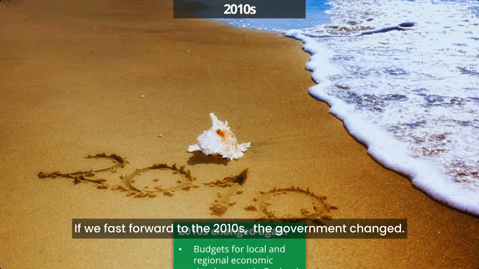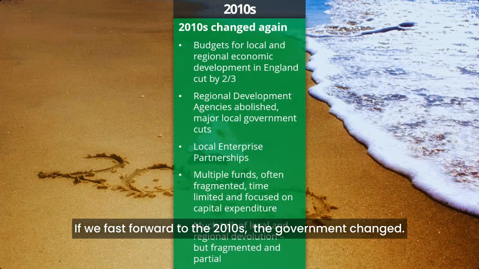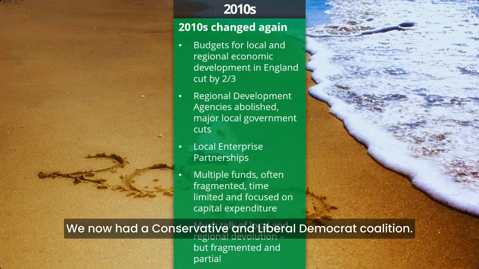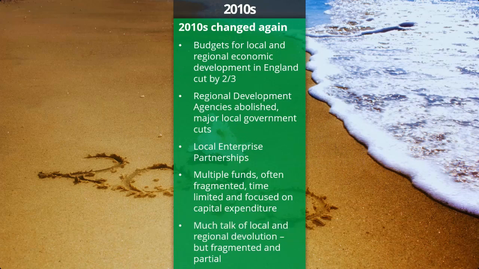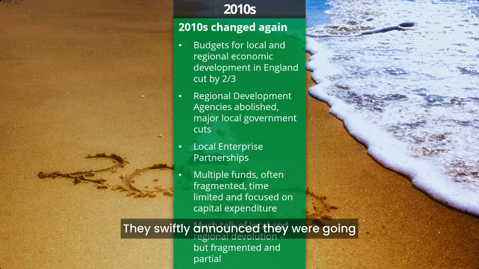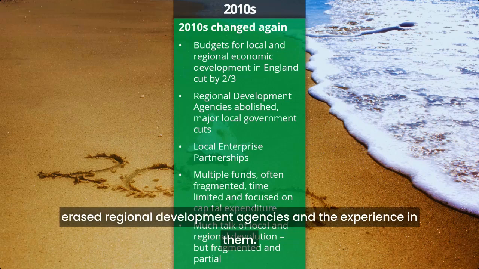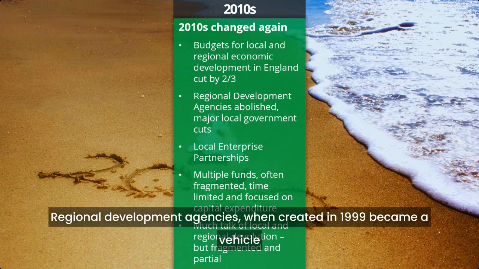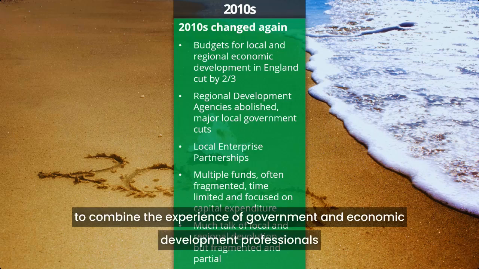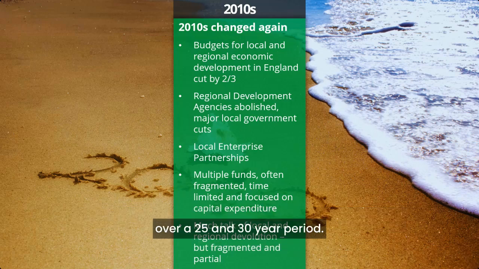We fast forward to the 2010s. The government changed in 2010. It was a Conservative and Liberal Democrat coalition. They swiftly announced they were going to abolish regional development agencies. I think the difficulty was they had no idea what to replace them with, and they just simply erased regional development agencies and the experience in them. And regional development agencies had actually become a vehicle to combine the experience of government and economic development over a 25 to 30-year period.